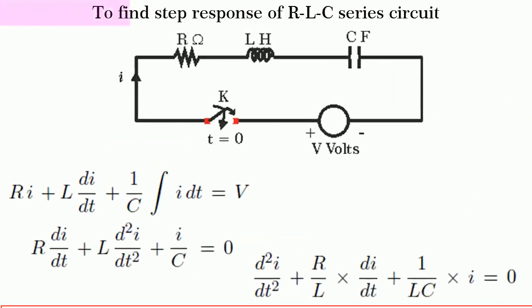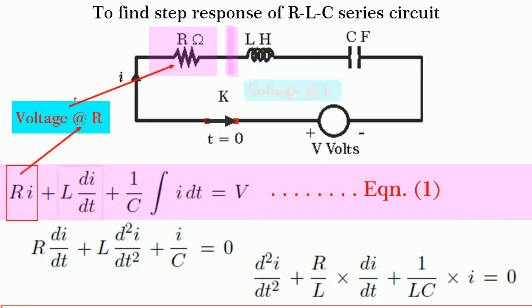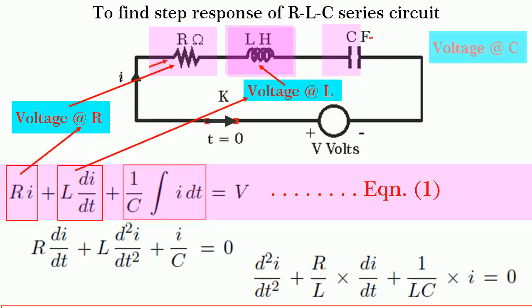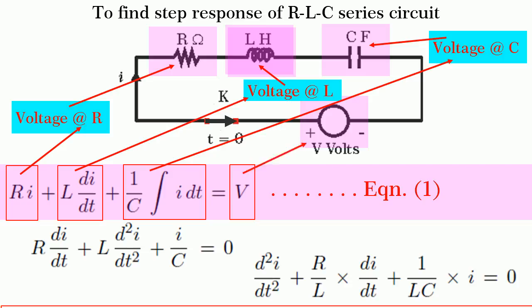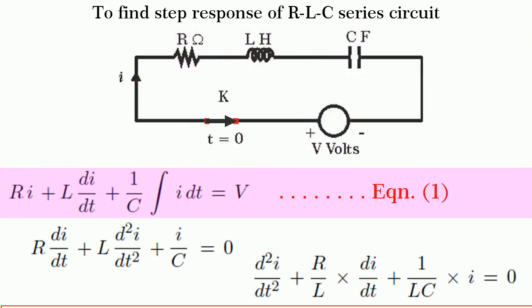Then, to obtain the step response of RLC series circuit, consider the circuit shown in figure. The switch K is closed at t is equal to 0. After the switch K is closed, the equation for the system response will be R into i plus L into di by dt plus 1 upon C into integration i dt is equal to V. Let it be equation 1. You find that this equation is an integro-differential equation.